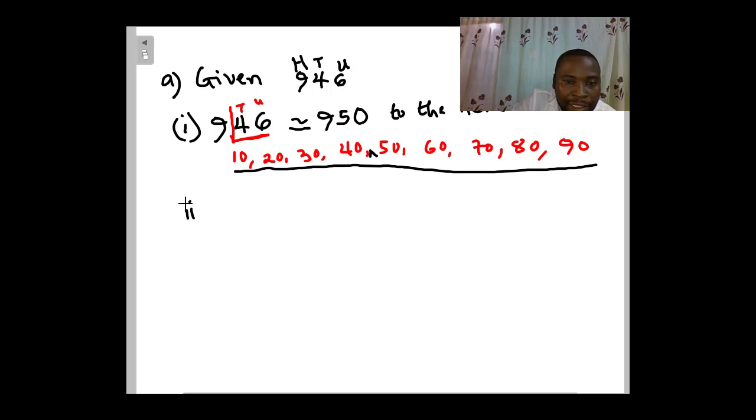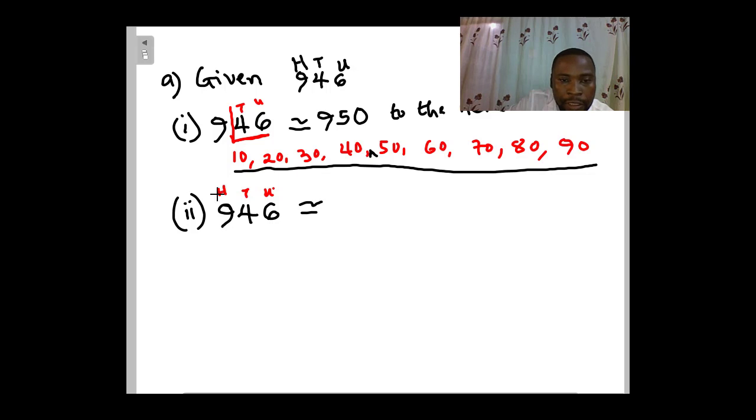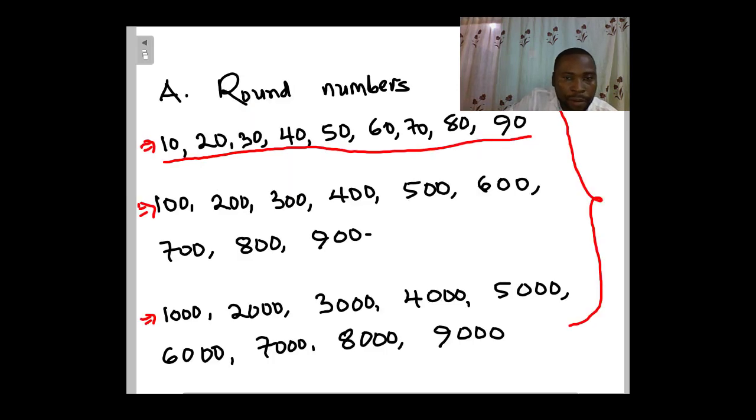All right, next, we still want to round this same number to the nearest 100. So remember, we're making use of place value, right? This is units, this is tens, this is 100. Okay, so let's go to the family of the hundreds. You remember that? Look at them here. You have 100, 200, all the way to 900. This is the family of the hundreds.